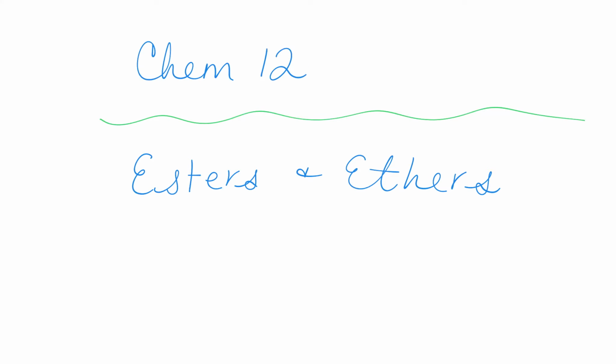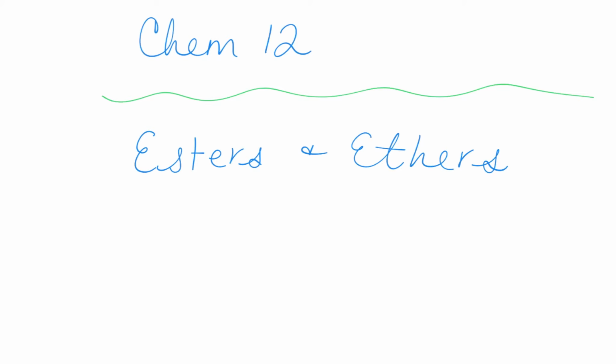Hola! We are going to talk about our two final derivative families today, the grandmas of the group, esters and ethers. Now, make sure you pronounce it right so you don't sound silly. Ester, ether. So let's look at these. Let's start with our good friend, ether.